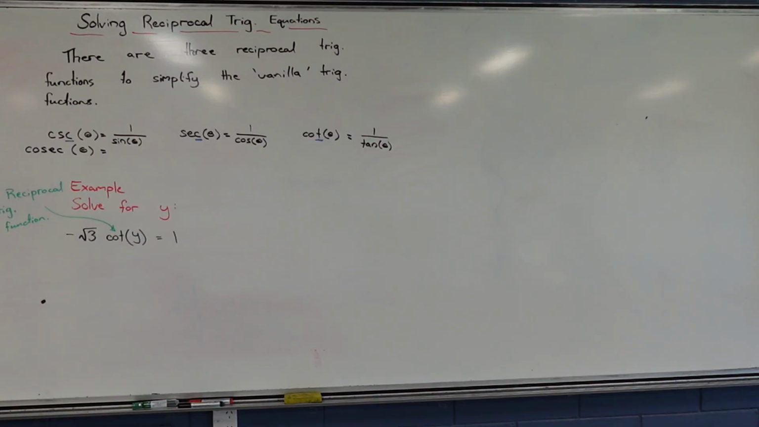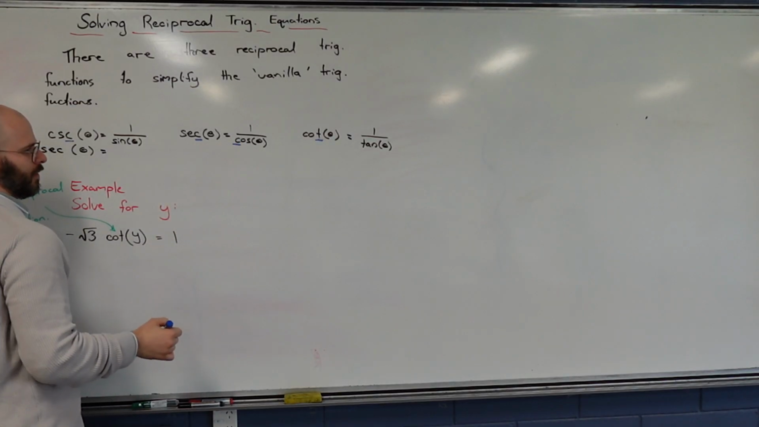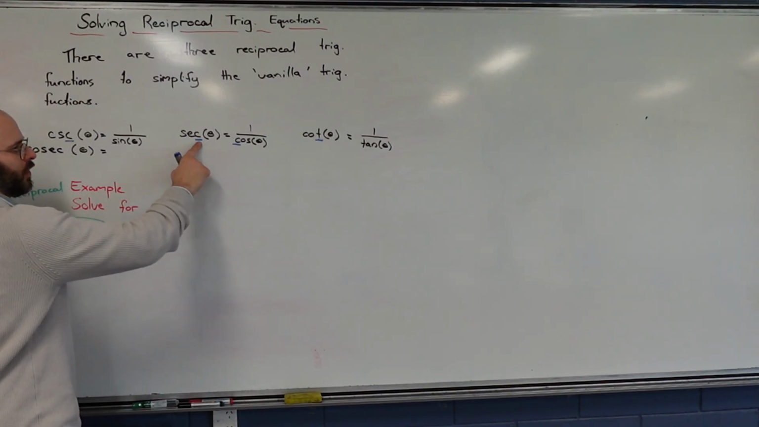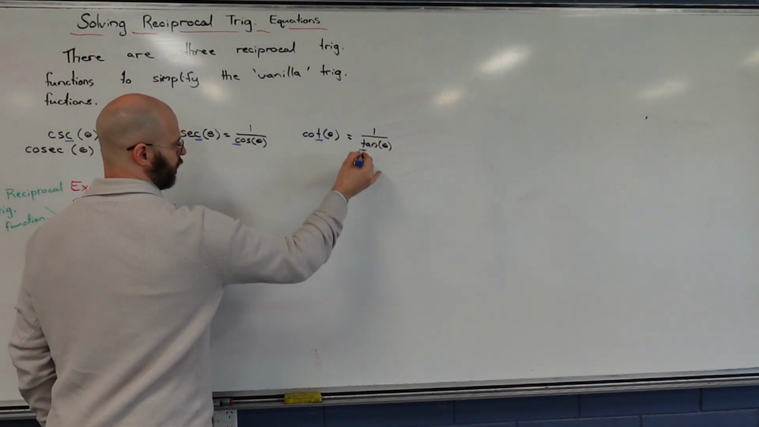Foreman? C relates to the secant, cosine. Bingo.